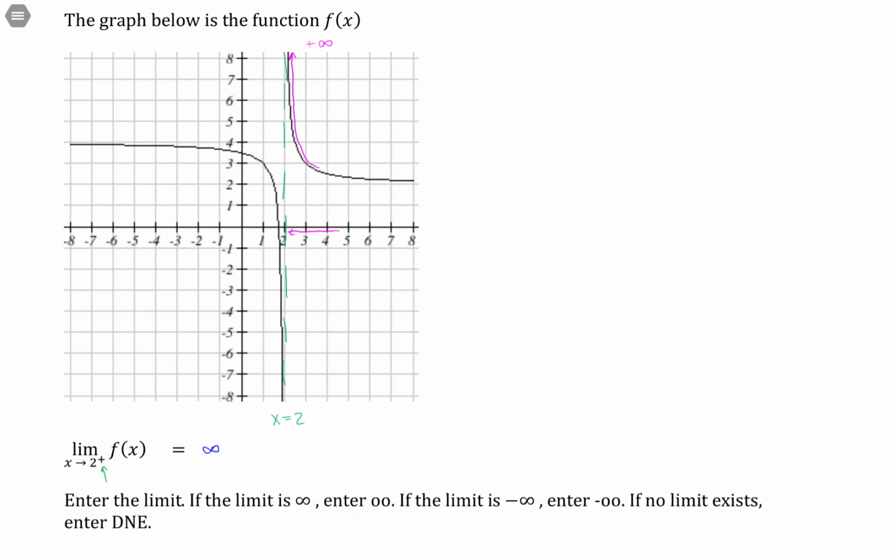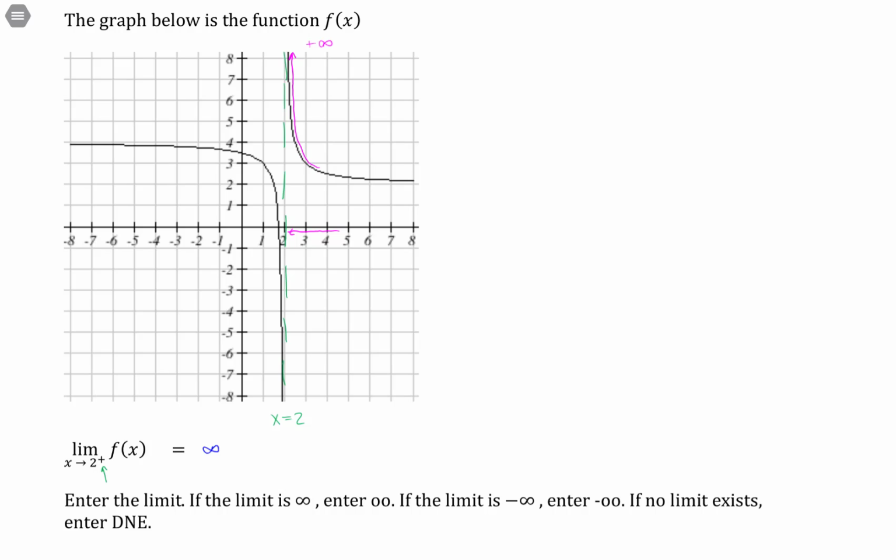Now, be careful. There's a big misconception as to something that is infinity versus does not exist. So in terms of limits, the limit from the left and the limit from the right will always exist. They exist, all right? So they're going to be a number, or they're going to be positive or negative infinity. They will always exist. But it's the limit itself.